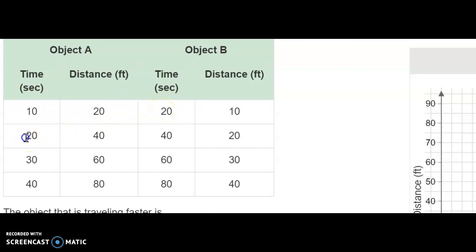So let's compare apples to apples. Let's go to the 20. Here's 20, and this distance is 40 feet. Here's 20, the distance is only 10 feet. So which one goes further?